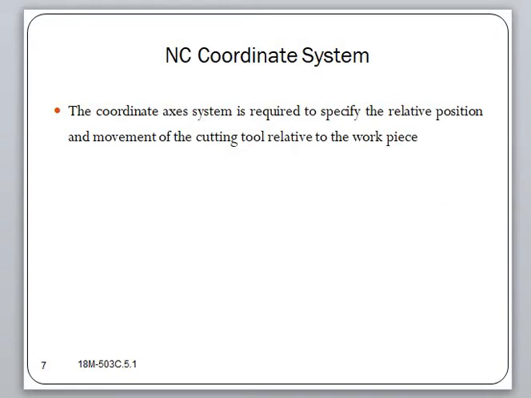The standard coordinate system used is the right-handed Cartesian coordinate system, and the axes are designated X, Y, and Z.